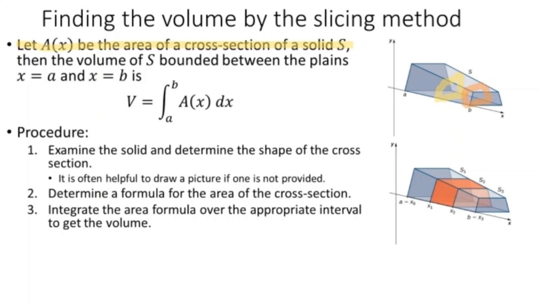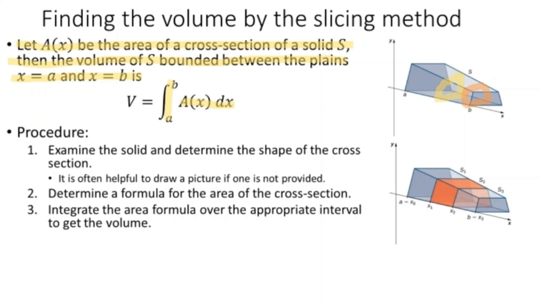But similar to the idea of finding the area using integration, we could estimate the volume of those cross-sections, assuming that throughout the partition it has the same area A of x. Thanks to the Riemann sum, we can find the volume of S bounded between the planes of x equals a and x equals b by integrating the area function A of x over the interval a to b. In other words, the volume of our solid would be equal to the integral from a to b of A of x dx.